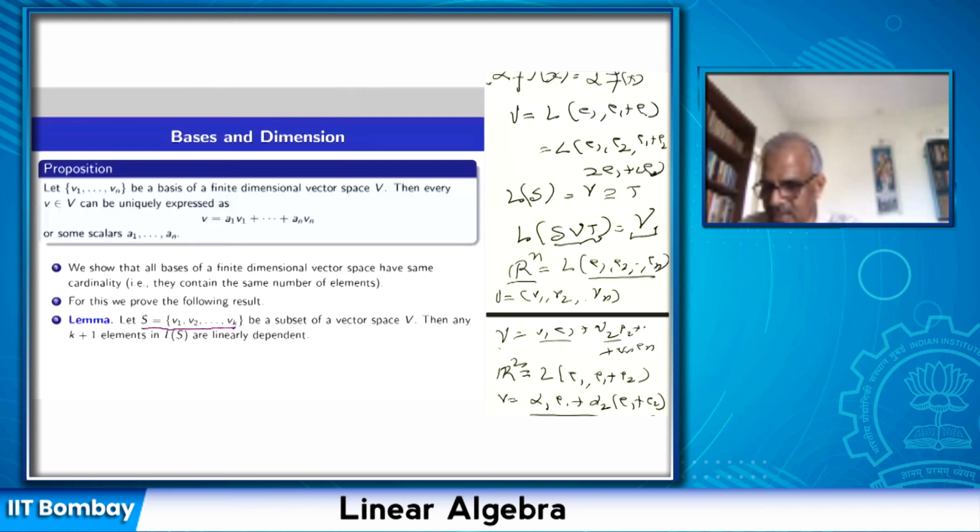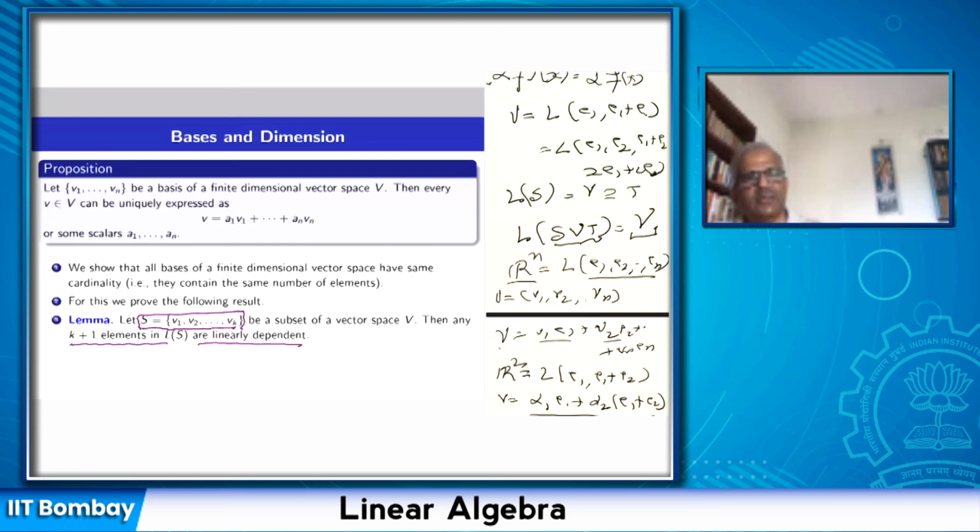If I take a non-zero vector, say in the plane, and take its linear span, it consists of all vectors sitting on the line containing the vector. So the linear span of even one non-zero vector has infinitely many vectors. So the linear span of these k vectors has infinitely many vectors. But in this linear span, if I take k plus 1 vectors, they will always be linearly dependent. So my space is the linear span of k vectors, and I'm saying that any k plus 1 vectors in this linear span will be linearly dependent.